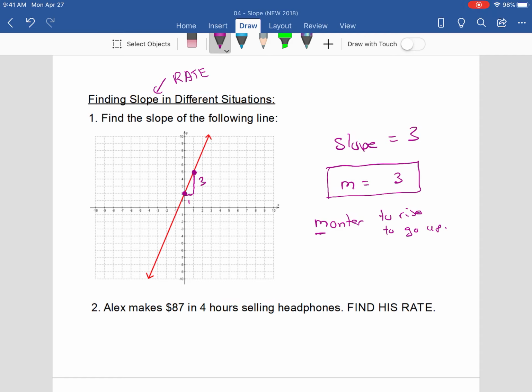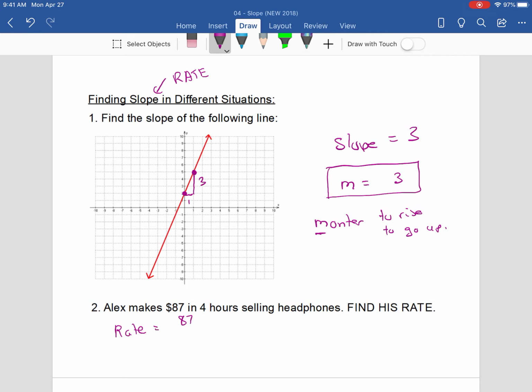Okay, now, number 2 switches gears a little bit on you. When we take a look at this example, I hope everything that happens is going to be obvious, and when that's all done, we'll be ready for tougher examples. Alex makes $87 in 4 hours selling headphones. Find his rate. This seems like a completely different example, but we can do it. It's still the same type of rate we've been talking about. But this time, instead of giving the rate for each hour, it's given for 4 hours.